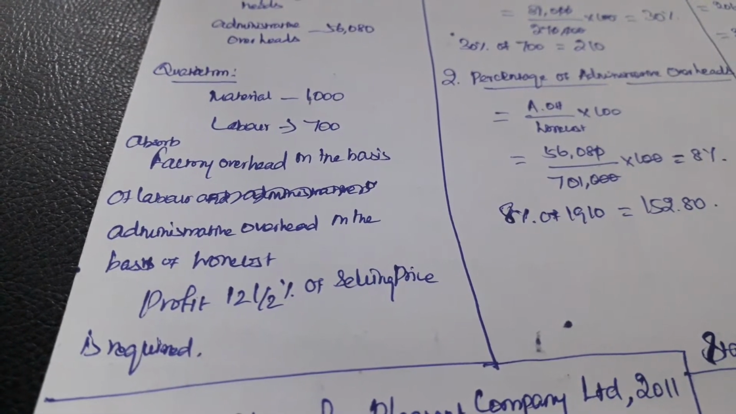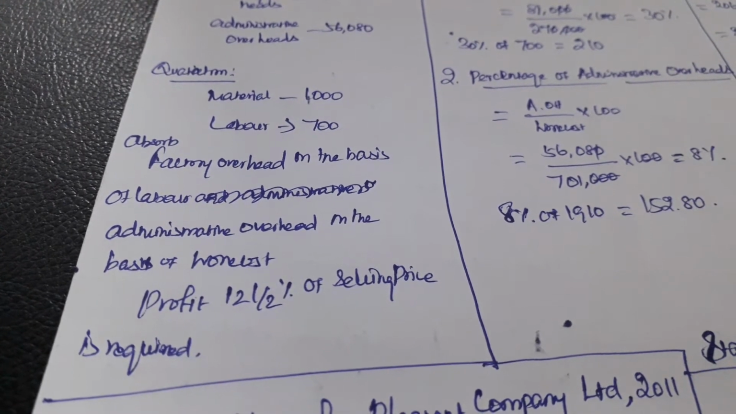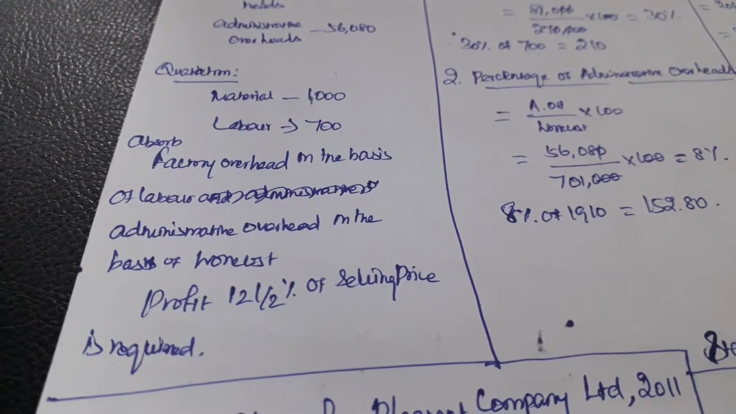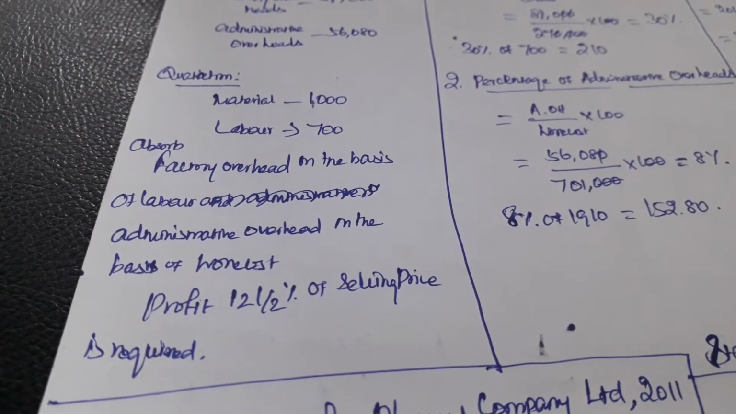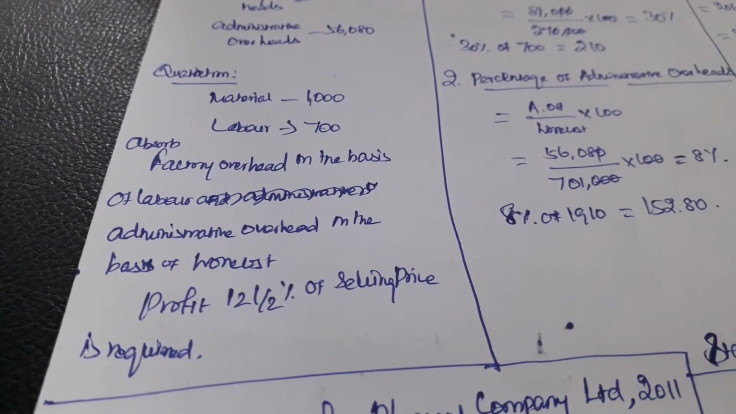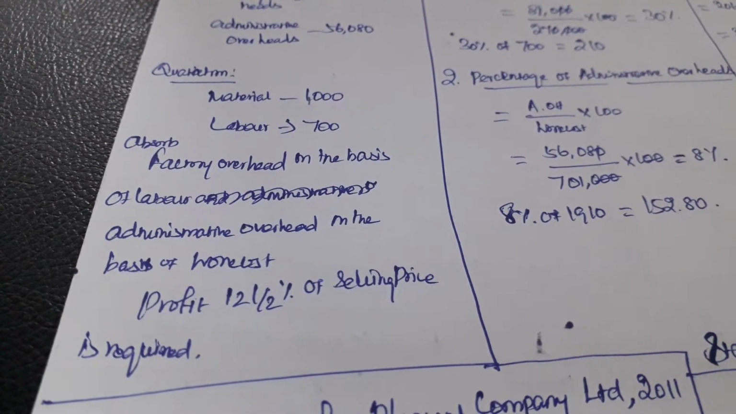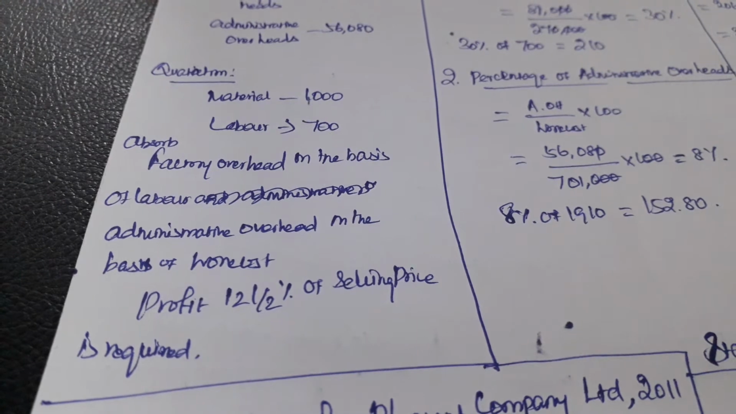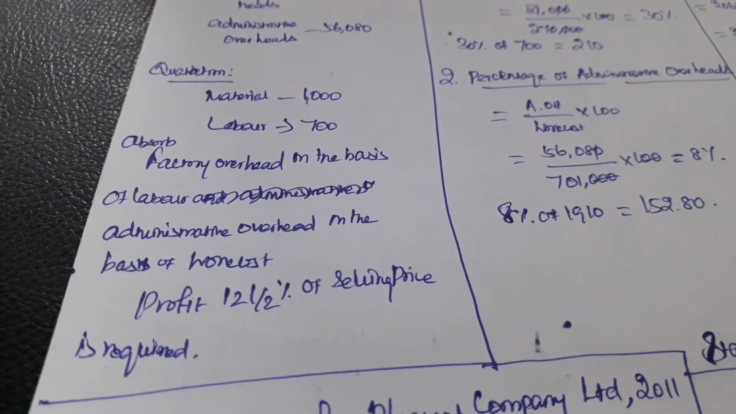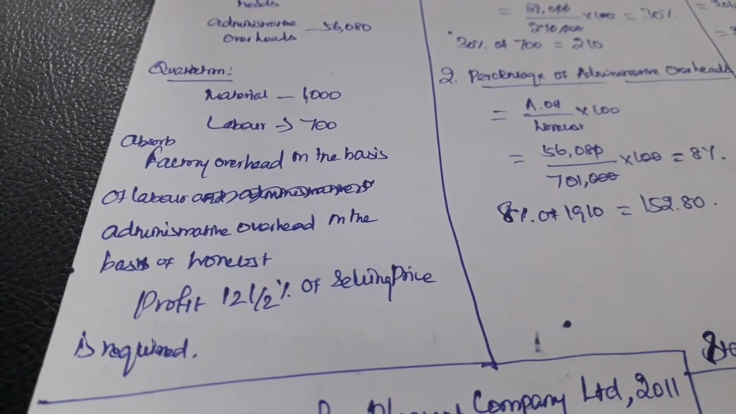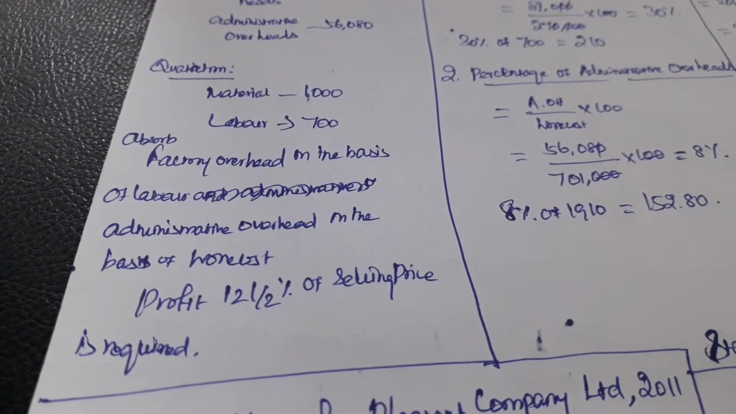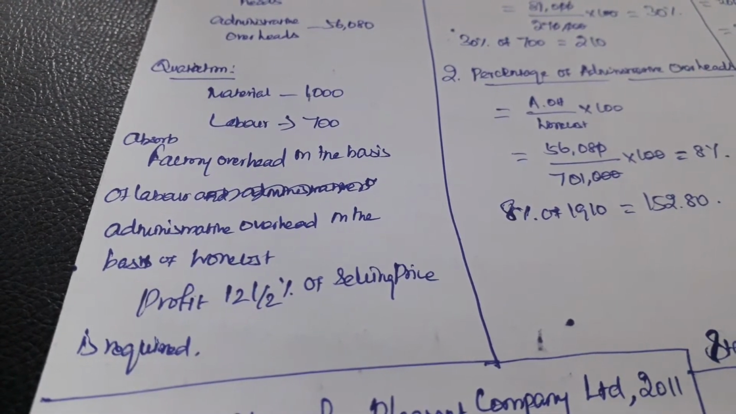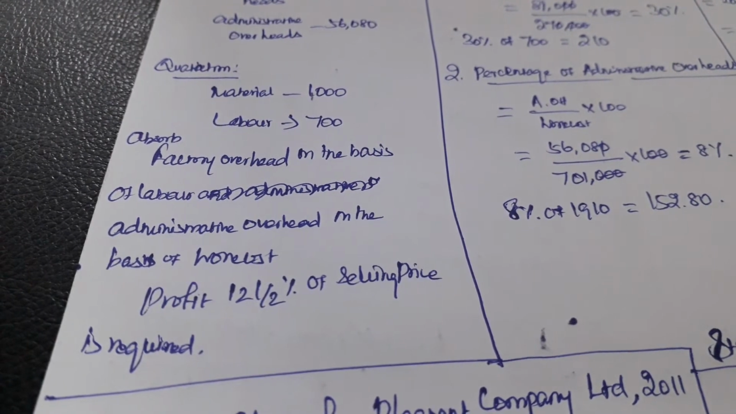In this problem, they have clearly mentioned that the factory overhead is based on the labor charges, and administrative overhead is based on work cost. If they didn't mention anything, we have to assume factory overhead is always based on labor charges, and administrative overhead always based on work cost.